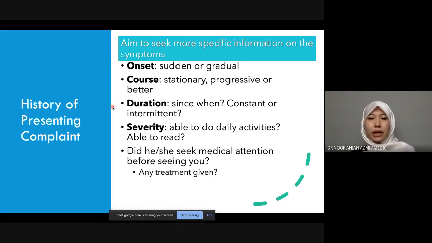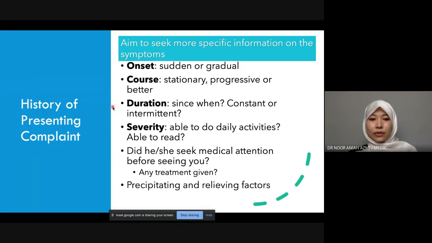All right, and then it's also important to ask whether he or she has sought any medical attention before they actually presented to you, because we also want to know whether there was any treatment given, especially in the context of corneal ulcer. Okay, we receive a lot of patients who have corneal ulcer, but actually they went to the GP first and they were given eye drops, and it didn't work. Then they come to us after weeks when they know that it didn't work. So all of these are valuable information.